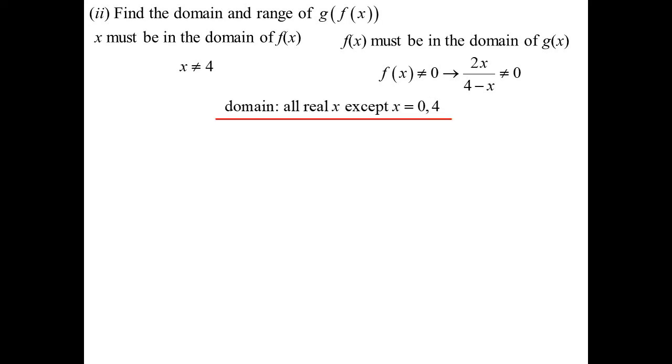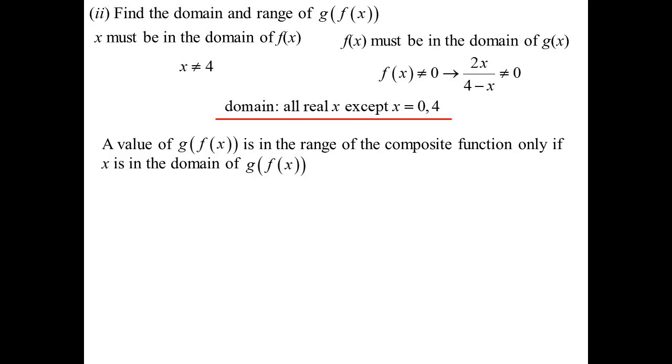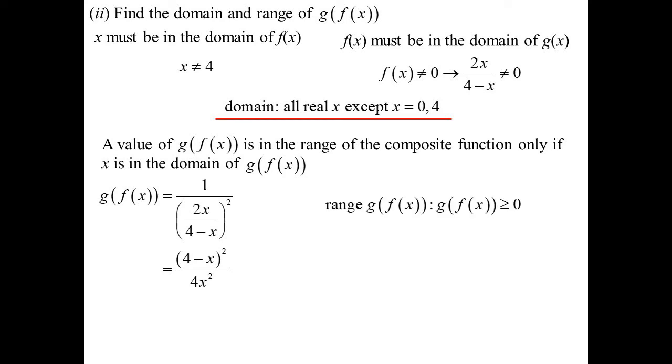Then the range is the tricky one. The value of g of function x is in the range only if x is in the domain of g of function x. Okay, so we've worked out the domain of g of function x. Let's work out the actual function. This time, when I substitute in 2x on 4 minus x, we end up with this, 4 minus x squared over 4x squared. Now, for that one, its range, again, it's one of these ones where, hang on, this is always going to be positive because we've got squares. So that would be that actual function.